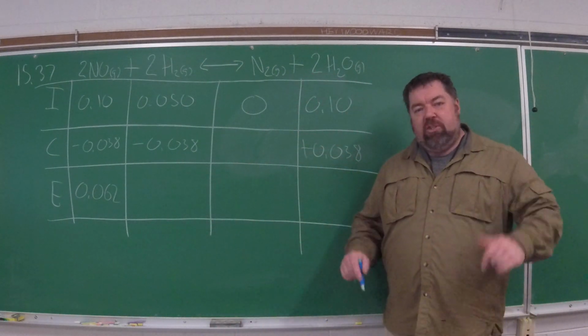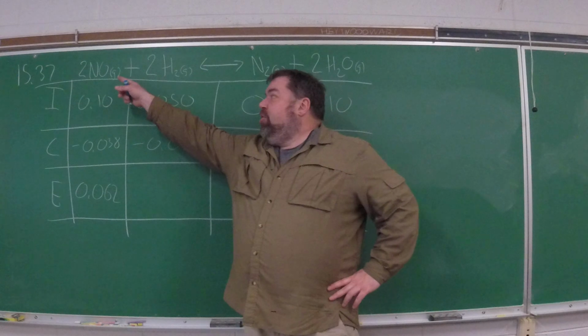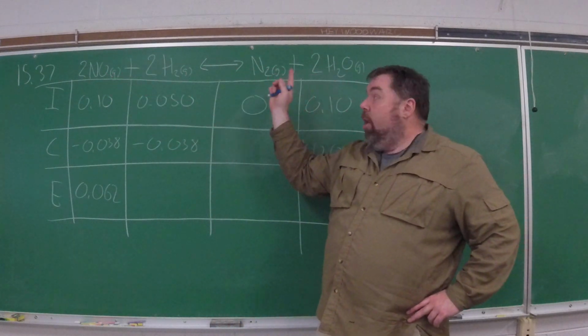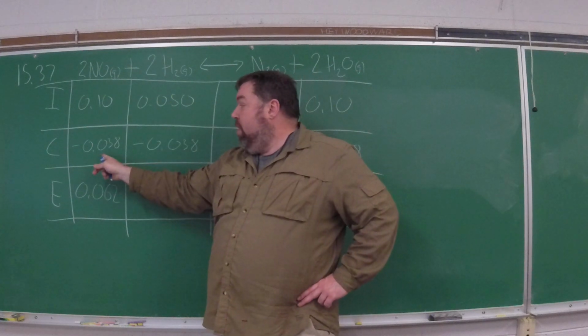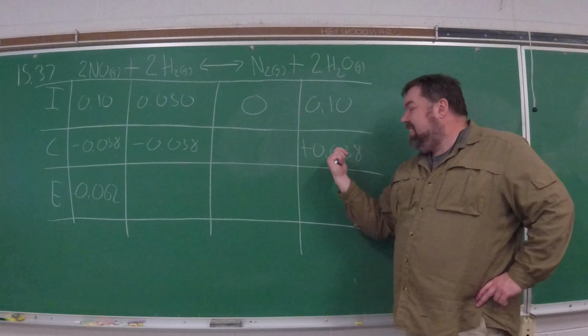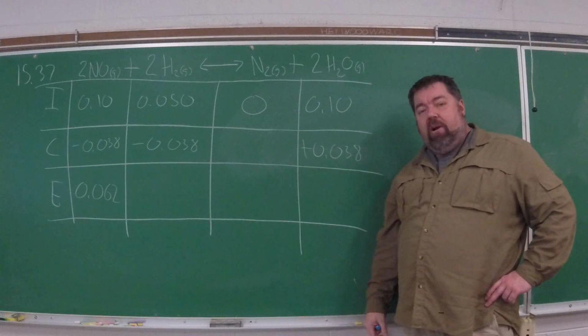I hope I'm explaining so it makes sense. Again, the ratio between the two of these, right? 2 to 2 or 1 to 1. So if this loses 0.038 molarity, we're going to the product side. This has to be plus 0.038 molarity. Has to be.